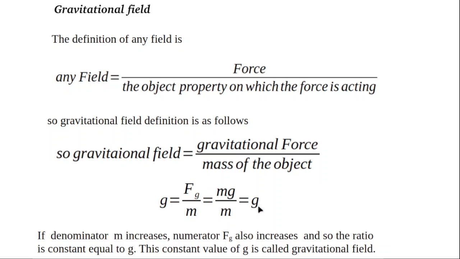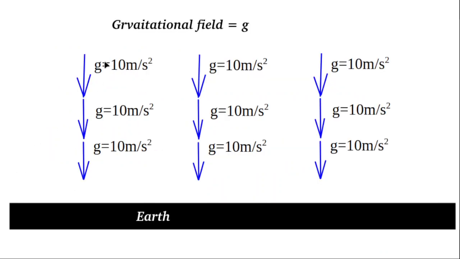G is called acceleration due to gravity or gravitational field. The gravitational field is shown by vertical arrows. Above the earth at every point, G is equal to 10 meter per second square. This case is valid above the earth up to 200 kilometers, something like that.